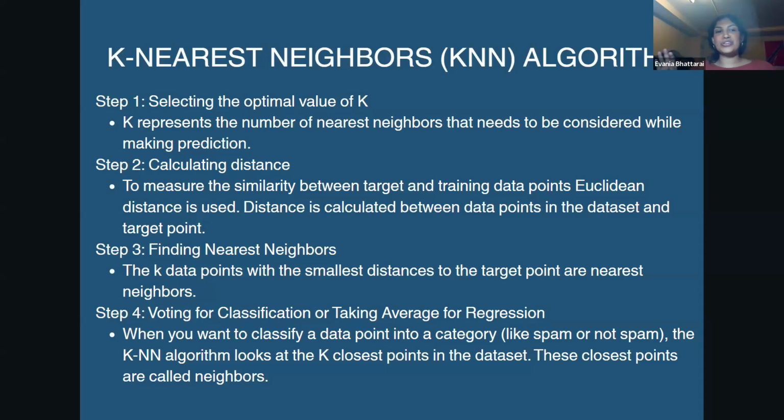And so here, this is where you use the Euclidean distance. The distance is calculated between the data points in the data set and the target point. Whenever you're trying to find your nearest neighbors, the k data points with the smallest distance to the target point are the nearest neighbors. And then whenever you want to classify a data point into a category like spam or not spam, the k nearest neighbors algorithm looks at the k closest points in the data set, and these closest points are called neighbors.